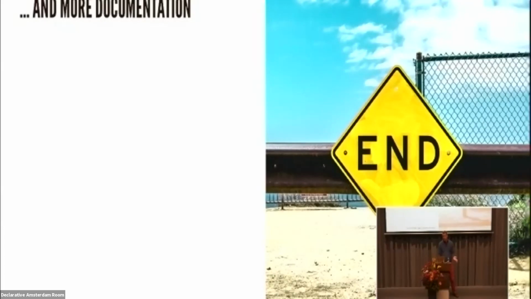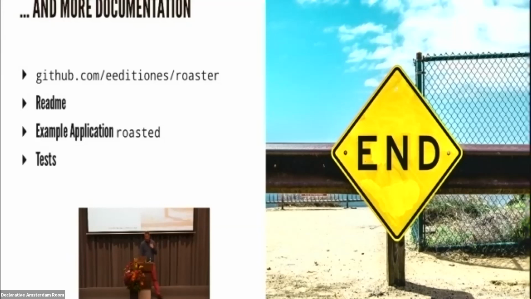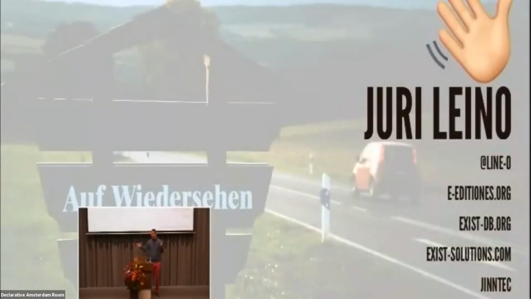That is, controller.xq is still needed at this point, but we want to get rid of it. And more documentation, of course. Currently, this is where you should start if you want to do something: go to the Roaster GitHub and look at the README and look at the example application and look at the tests to see examples how to use it. That was me. Thank you.